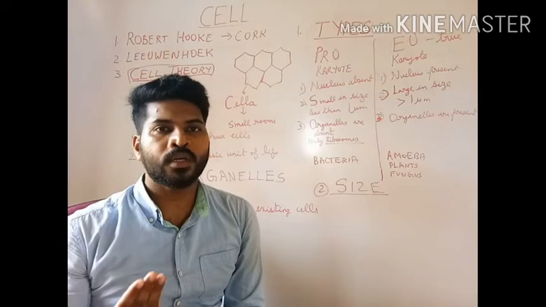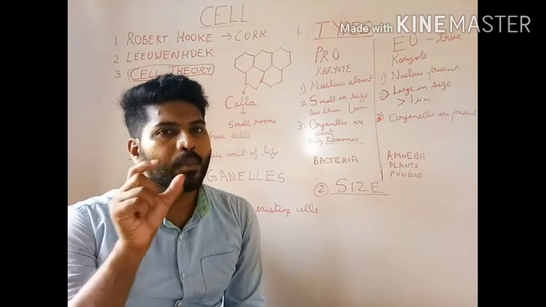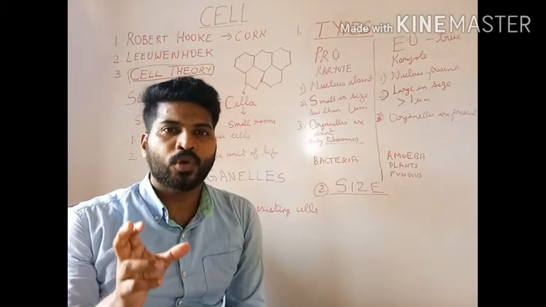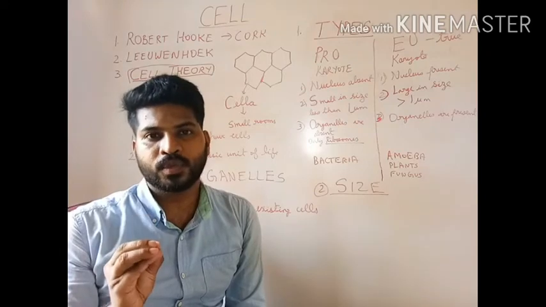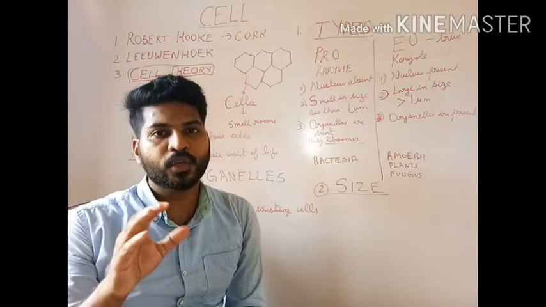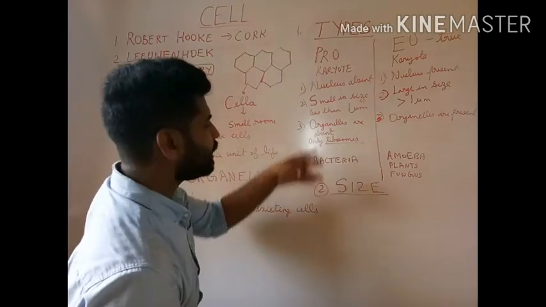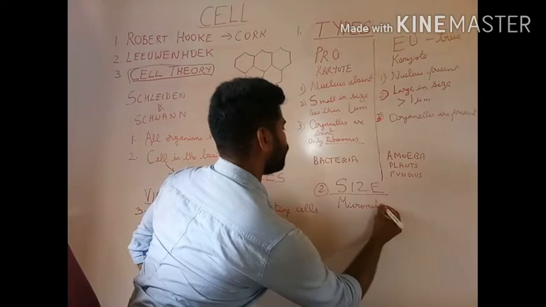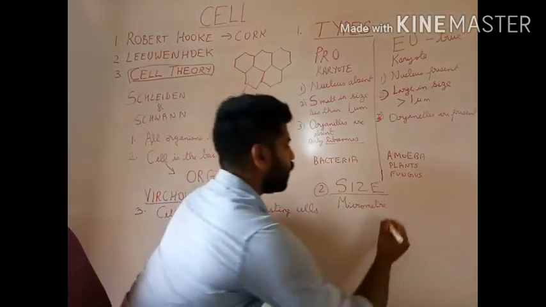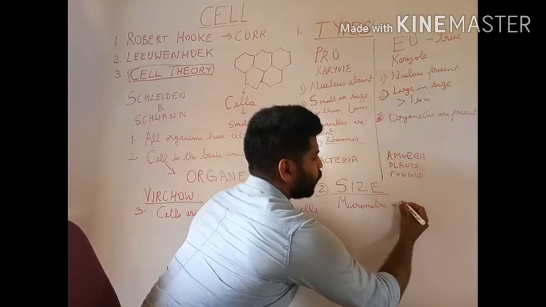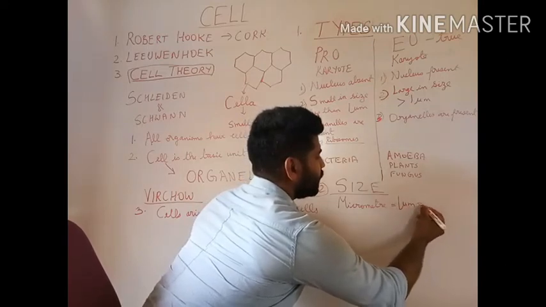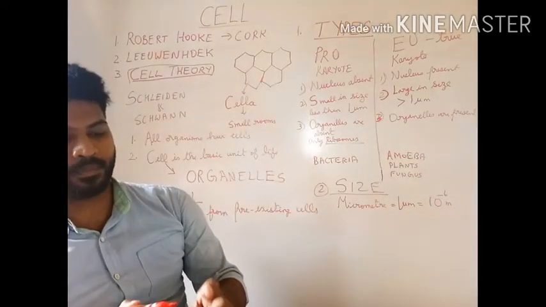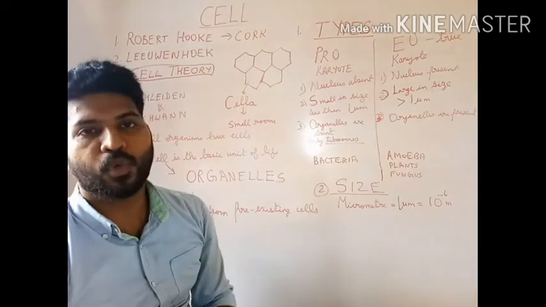If you have to observe a cell, you need what is called a microscope. That means we use the microscope only to observe those things whose size is in the range of micrometer. That means cells, their size is in the micrometer range. 1 micrometer is equal to 10 to the power minus 6 meter. They are that small.